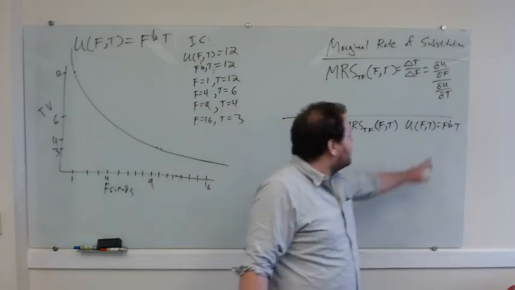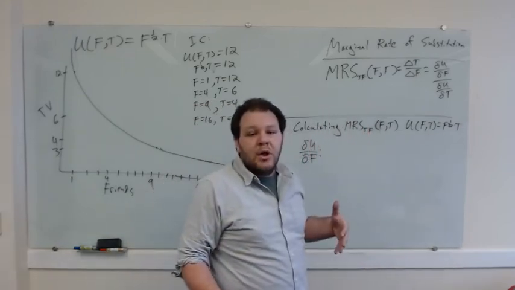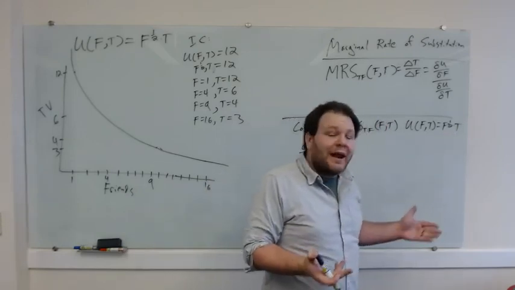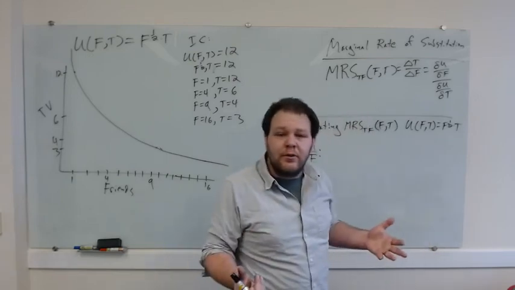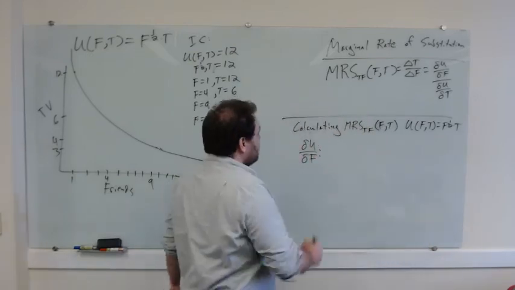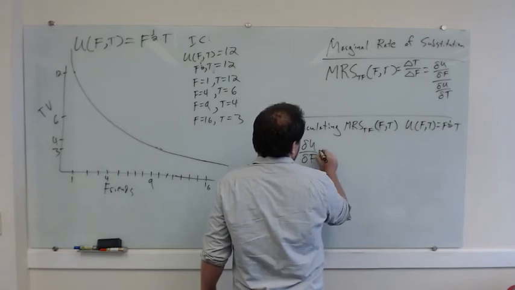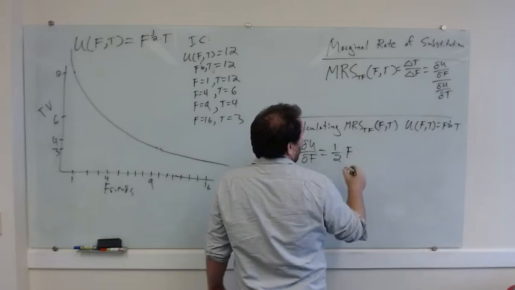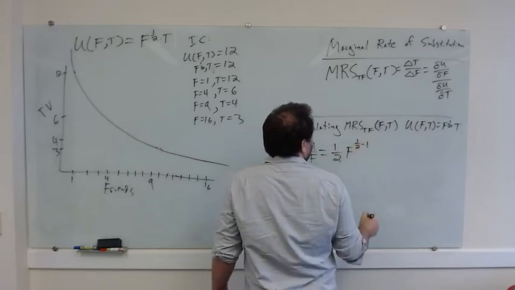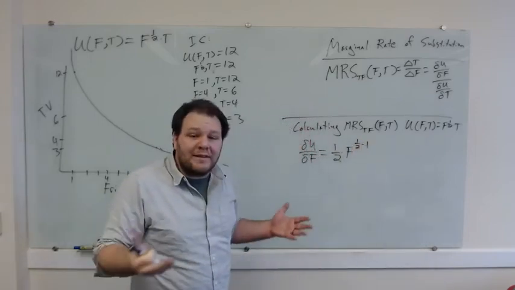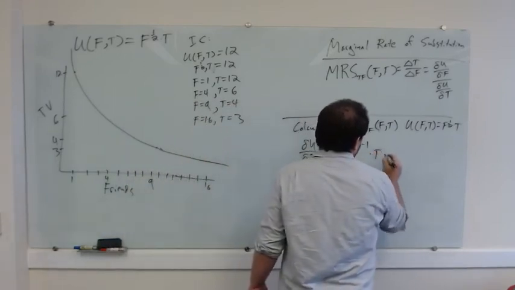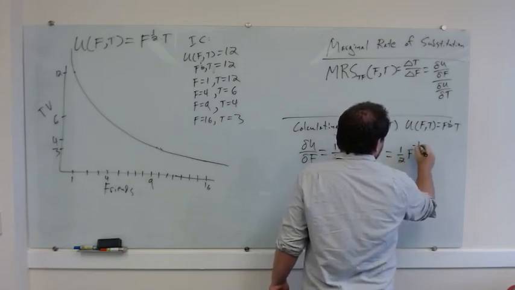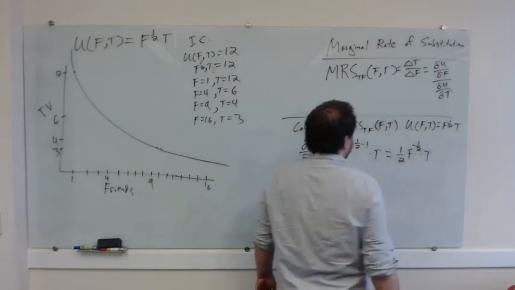So this is like f to the 1/2 times 4. Well, if I wanted to take the derivative of f to the 1/2 times 4, I would use the power rule, right? I would say, okay, well, it's got a coefficient of 1/2, so I'm going to take that down. So it's going to be 1/2 times f to the 1/2 minus 1, and then times that constant, so times t. And this is going to be 1/2 f to the negative 1/2 times t.